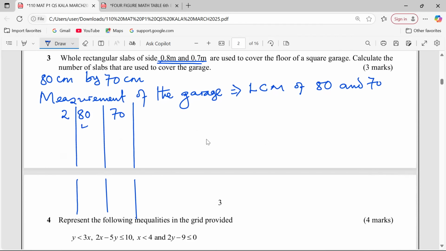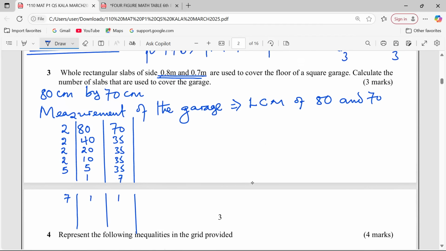By 2, this is a 40. And by 2, this is a 45. We proceed by 2 again. 20, 35 is not divisible. By 2 again, we go to 10, 35 remains. By 2, we go to 5 and 35 remains. Then by 5 now, this is 1, this is a 7. And by 7, we shall have 1, 1.